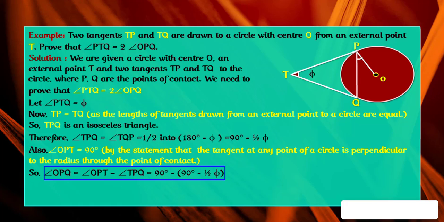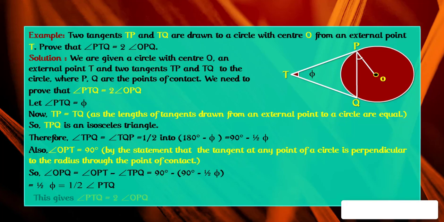So, angle OPQ is equal to angle OPT minus angle TPQ is equal to 90 degrees minus (90 degrees minus half phi) is equal to half phi is equal to half angle PTQ. This gives angle PTQ is equal to twice angle OPQ.